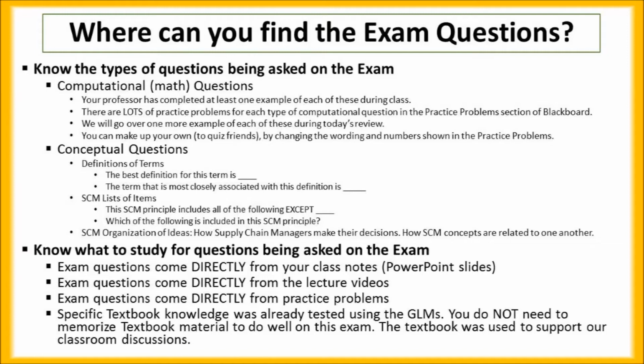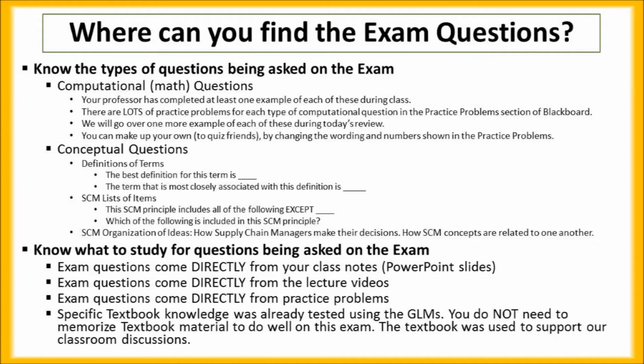Those are lists of items, and these are also very easy for us to test. This is very similar to many of your classes. Many of your professors will do the same thing. A couple of ways we will ask these type of questions would be: this particular supply chain management principle includes all of the following characteristics except, and then we would list all of the different characteristics, but then we would add in one that really isn't a characteristic of that.